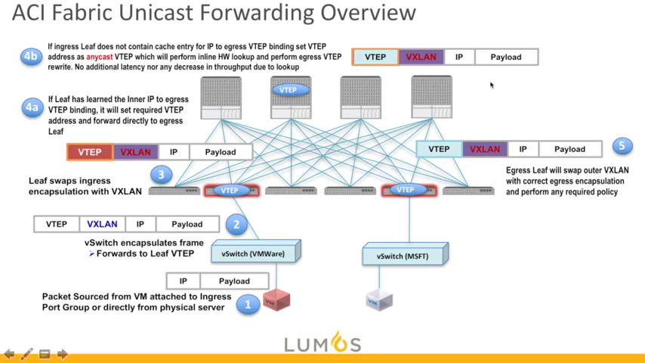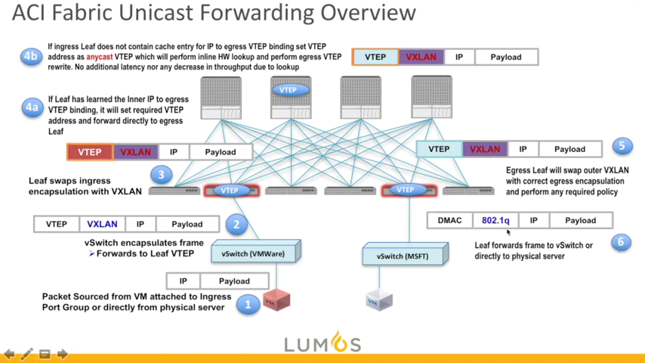The egress leaf will swap the outer VXLAN with the correct egress encapsulation. So we'll pull off the interior VXLAN, and then we'll encapsulate it into, in this case, VLAN. Send it to the Microsoft vSwitch, and then the vSwitch will pull off that encapsulation and deliver the packet as an unencapsulated standard IP packet.